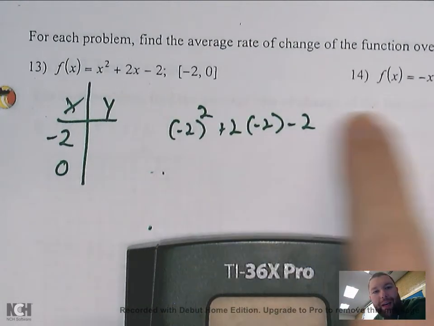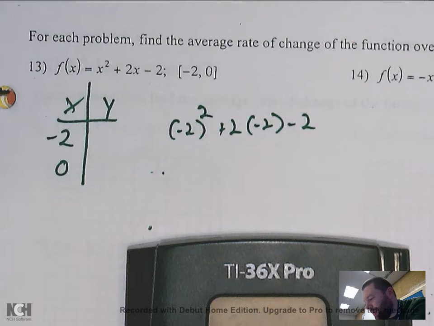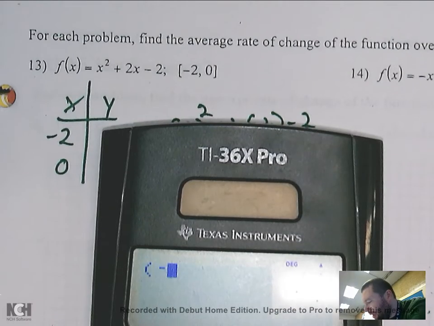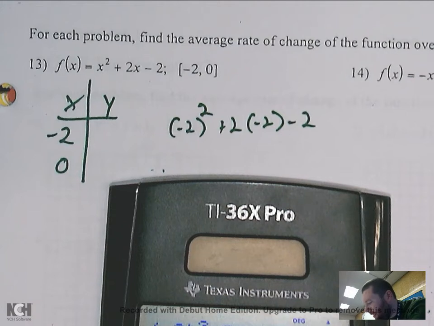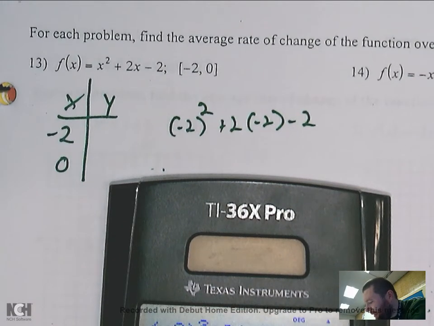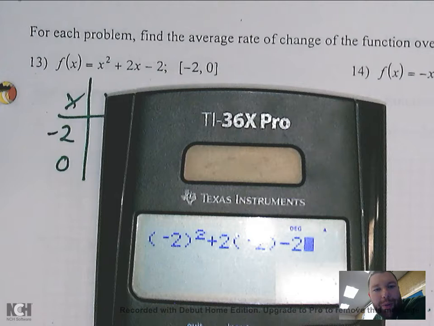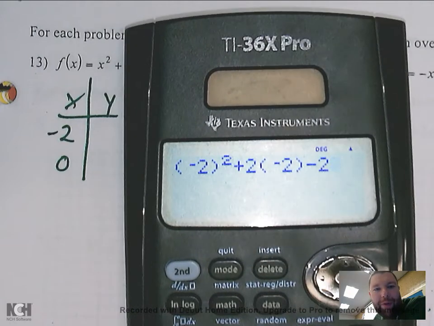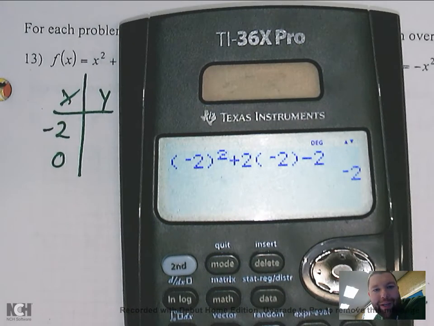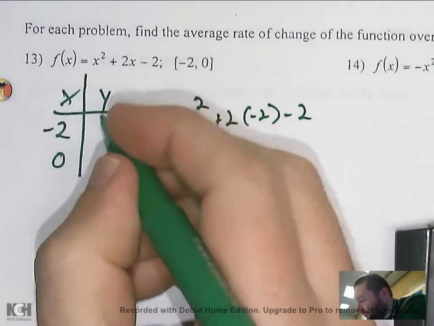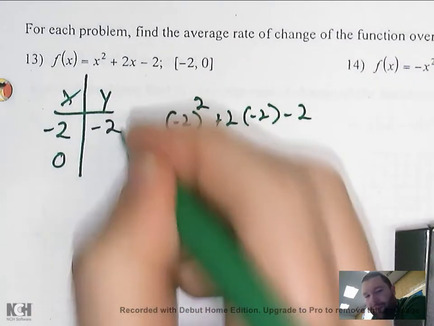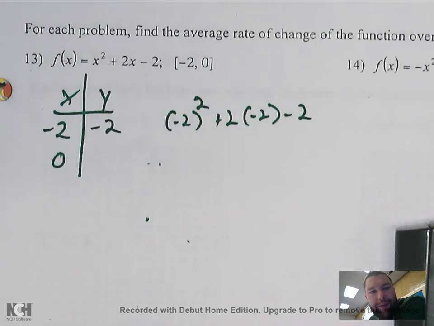Now, once I have it all set up here, I just plug it into my calculator just like I had it. So -2 squared plus 2 times (-2), and then minus 2, and your calculator will do all the work for you. If you just plug it in your calculator just like that and push enter, it gives you the right answer. It's going to be -2. That is the right answer.